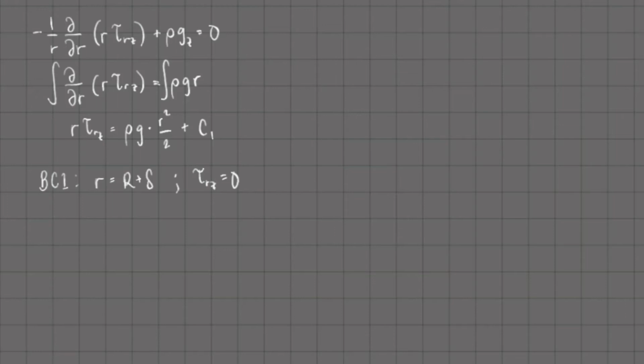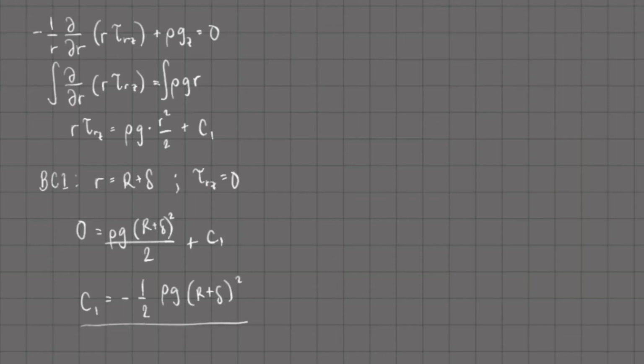There is no shear stress happening at the free surface of the flow. That is when we assume that the atmosphere or the air surrounding the film of the fluid does not exert a significant amount of shearing stress into our liquid. Under this set of boundary conditions, once we substitute them to our general solution, it would look like this. Our left-hand side would be equal to 0 because our tau rz is equal to 0. That would be equal to rho g times r plus del squared over 2 plus c1. Therefore, we now have a value of c1 that is negative 1/2 rho g r plus del quantity squared.